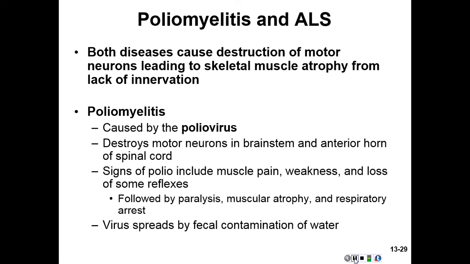Alright, poliomyelitis, again, is a viral infection that affects the motor neuron cells in the brain stem. It can cause paralysis, shrinking of the muscle or atrophy, and respiratory arrest. So poliomyelitis that goes untreated can be dangerous and a life-threatening situation.